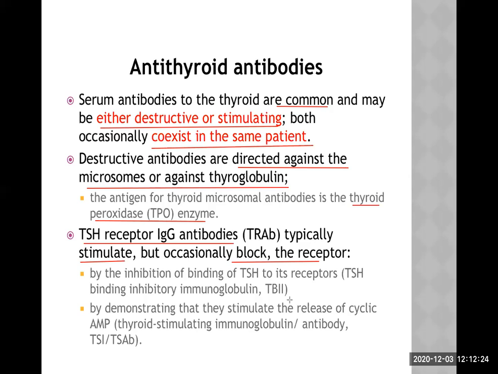Whereas when I am investigating a case of Hashimoto's thyroiditis, the anti-peroxidase antibody, or thyroid peroxidase, we call it anti-TPO antibody, is the most dominant there. But don't be surprised if you get the stimulatory antibody also there in the patient. So this is the meaning of antibody against the thyroid gland.